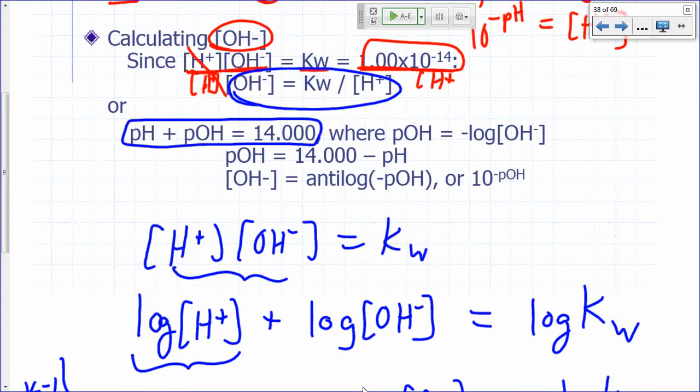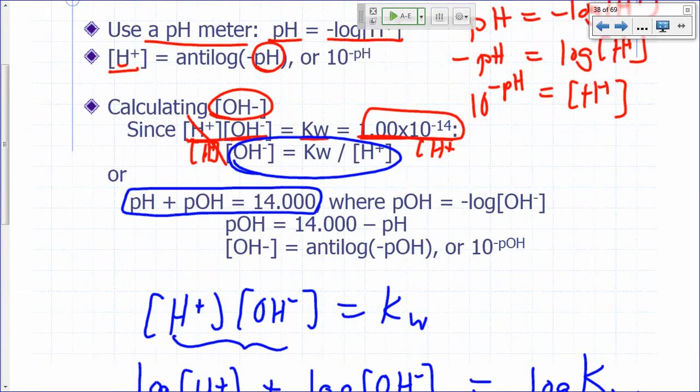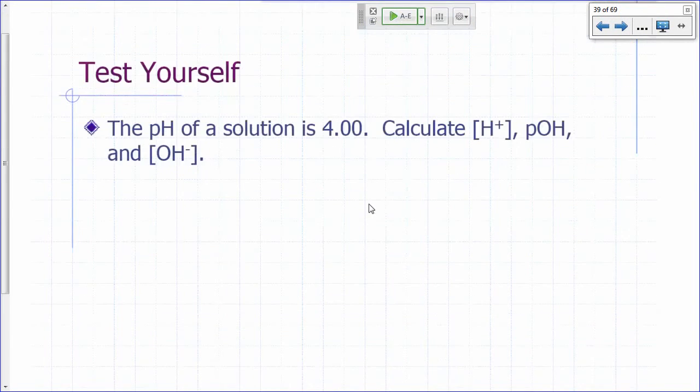So if I know my pH, I can solve for pOH easily. All I do is subtract pH from 14. And then if I know pOH, then hydroxide will just be the antilog of negative pOH. So let's illustrate that with some calculations here.